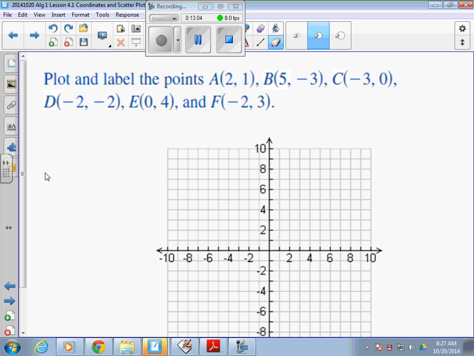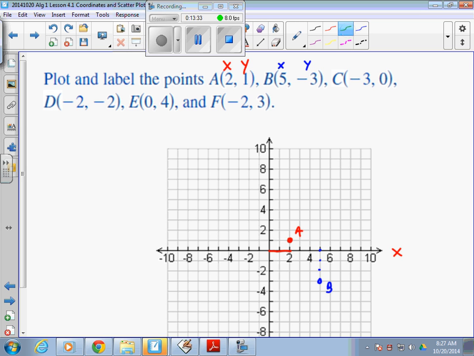Letter A says 2, 1. This is X, this is Y. So go on your x-axis, go to the right 2 times, and go up 1, because y's value is positive. That's A right there. B's value is 5, negative 3. Again, that's x and then y. So go to the right 5 times, and go down since it says negative 3. That's B's value right there.